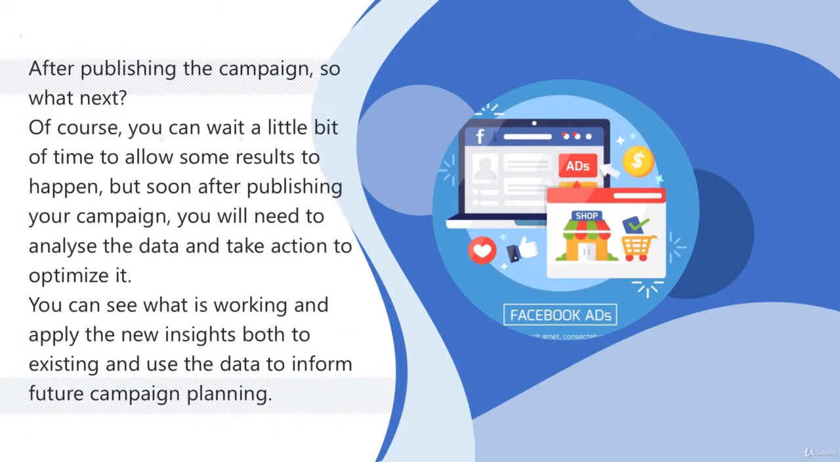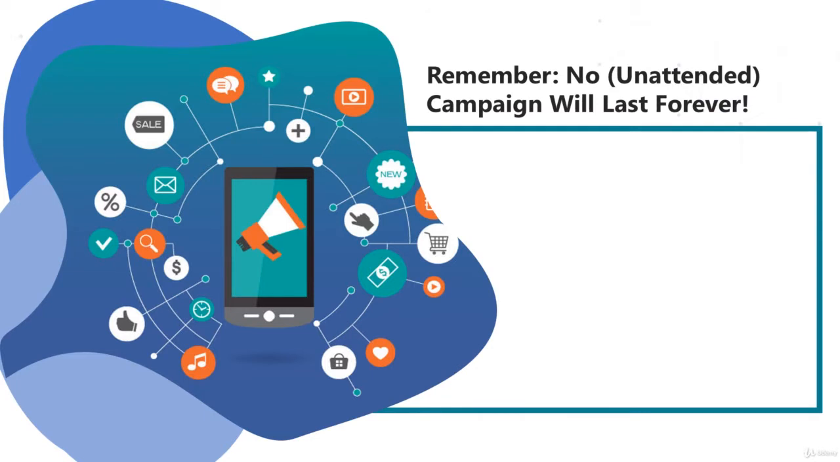After publishing the campaign, so what next? Of course, you can wait a little bit of time to allow some results to happen, but soon after publishing your campaign, you will need to analyze the data and take action to optimize it. You can see what is working and apply the new insights to existing campaigns, and use the data to inform future campaign planning.